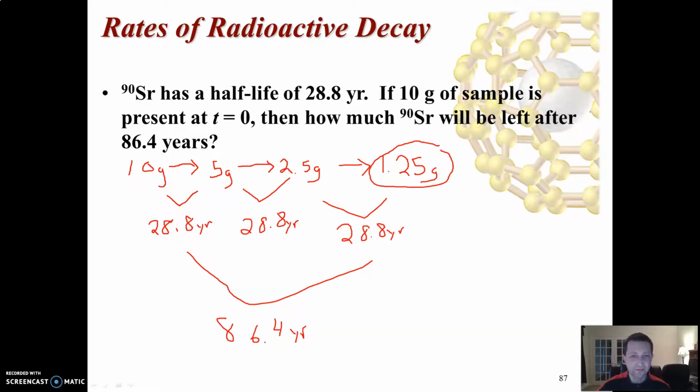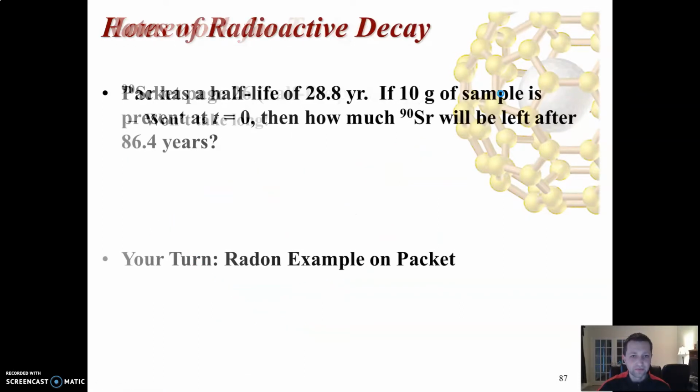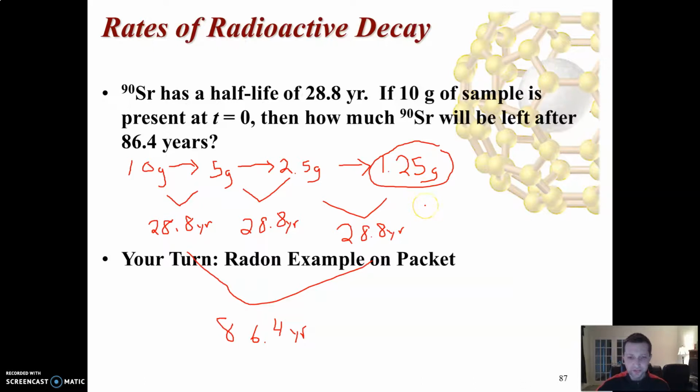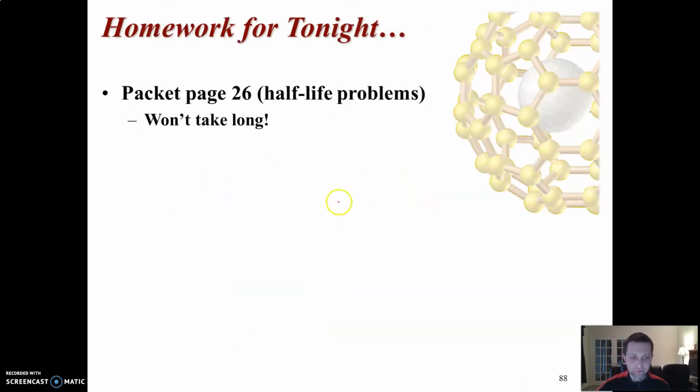Okay, simple as that. They get a little bit more difficult, which is the next one in your packet. So we'll take a look at that one. Actually, I lied. Let's do it here so we have room.